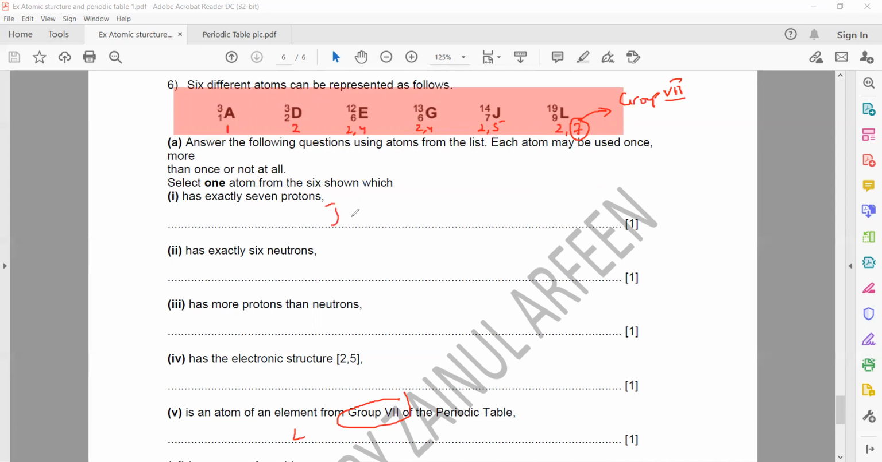So J, the first one was J, exactly 6 neutrons were E. Then more protons, that was D. Then electronic configuration 2 comma 5, that is J. And then belongs to group 7, that is L. Is it clear, the first 5 parts related to this question? Any doubt in the first 5?